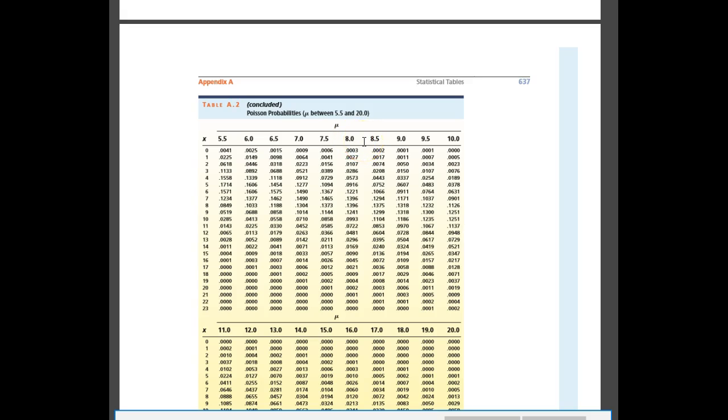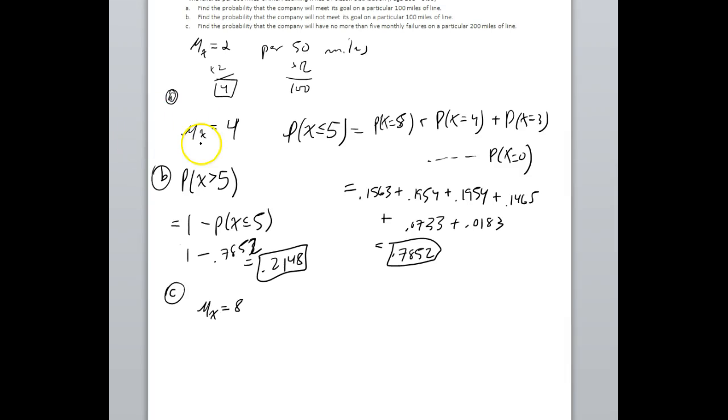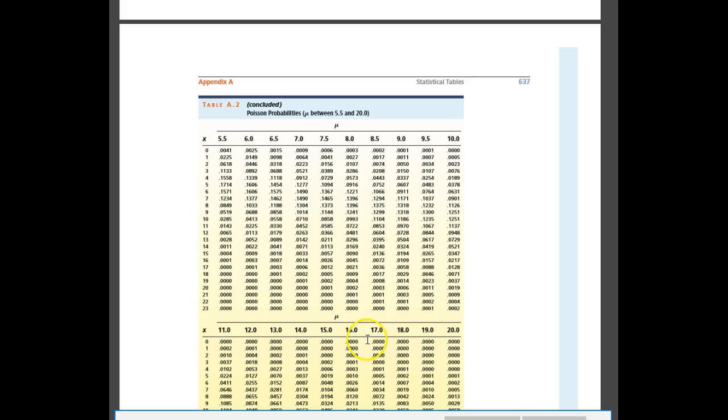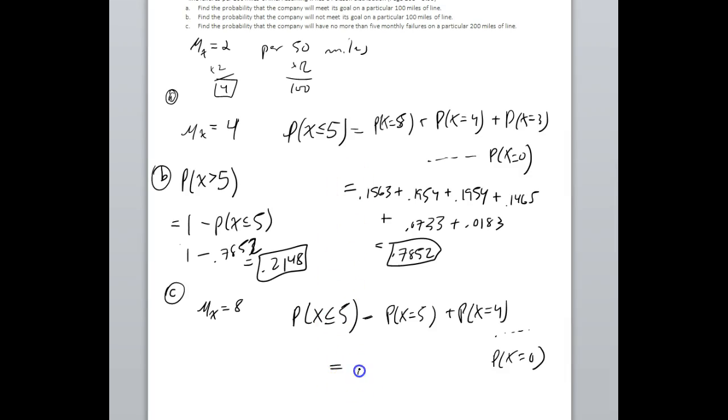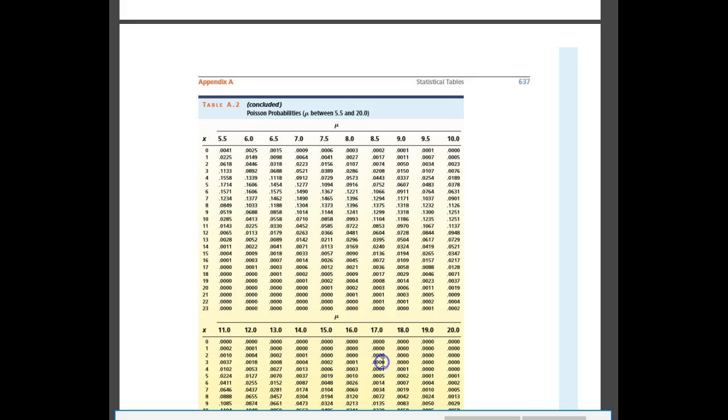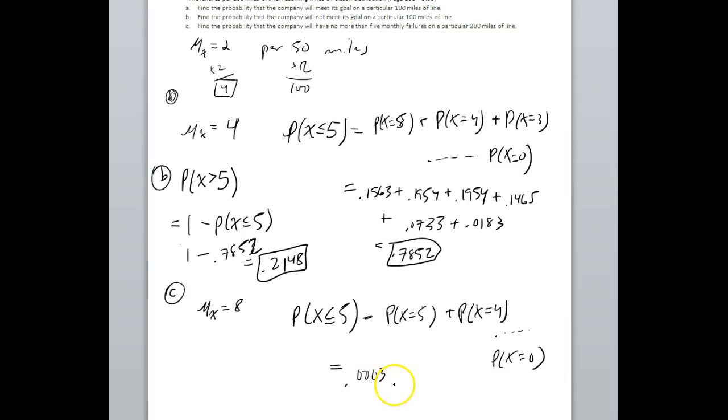Okay, and we're just going to say, well, what is the definition of meeting our goal? The definition of meeting our goal is 5 or fewer failures. So similarly, the probability of x equal 5 plus the probability of x equal 4, and so on, all the way down to the probability of x equals 0. So we add all those up, but this is in a new table, and so we have mu equal 8. So 0 is 0.0003. Okay, 1 is 0.0027.